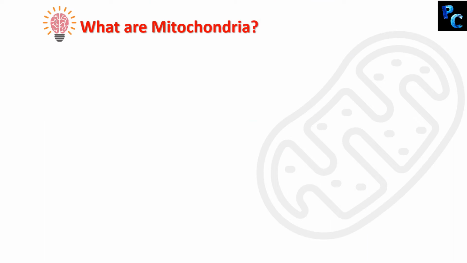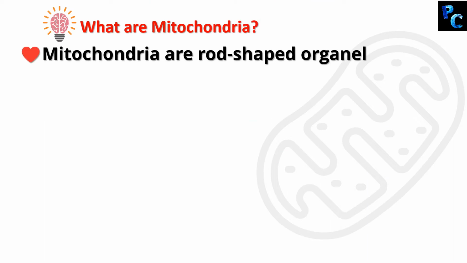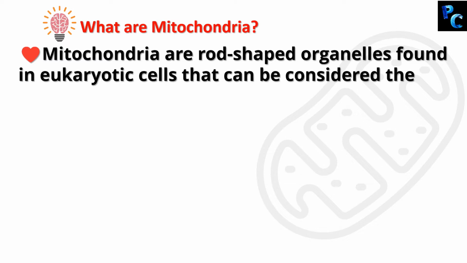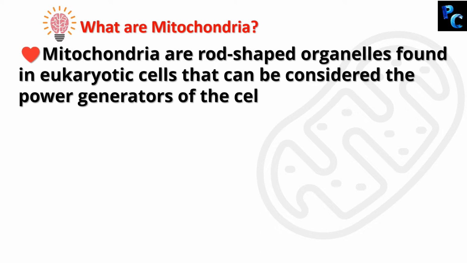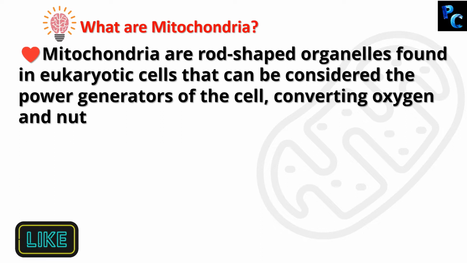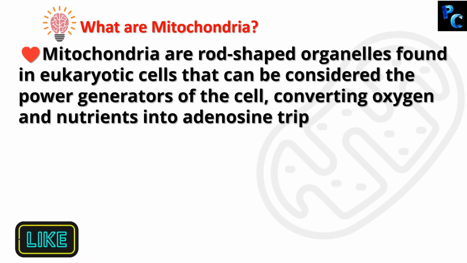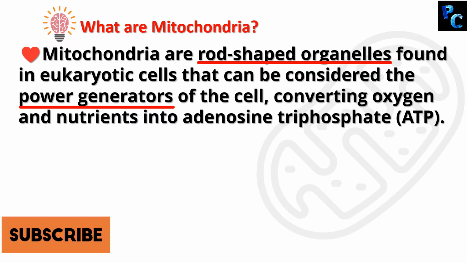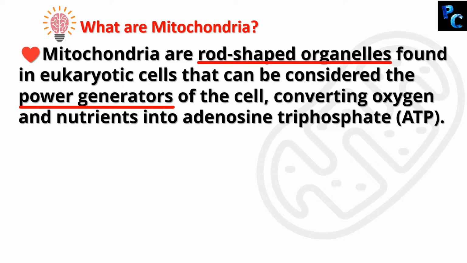So, what are mitochondria? Mitochondria are rod-shaped organelles found in the eukaryotic cells that can be considered the power generators of the cell, converting oxygen and nutrients into adenosine triphosphate, that is ATP. So, it is a rod-shaped organelle and generates power for the cell by converting oxygen and nutrients into ATP. We will understand each part of the definition now.